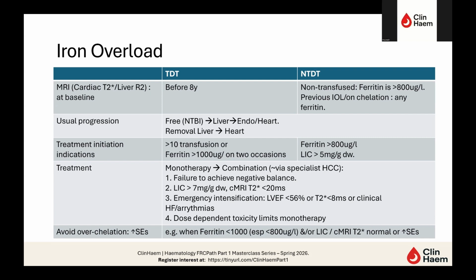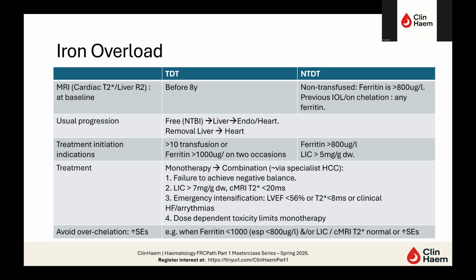So the usual progression of iron overload is that first the iron stores get saturated, then transferrin gets saturated, which is the binding protein for iron, and the excess floats in free form, which is non-transferrin bound iron. This is the toxic form. Most commonly, the first organ to be affected is the liver, and then iron overload starts going into other organs like endocrine and the heart.